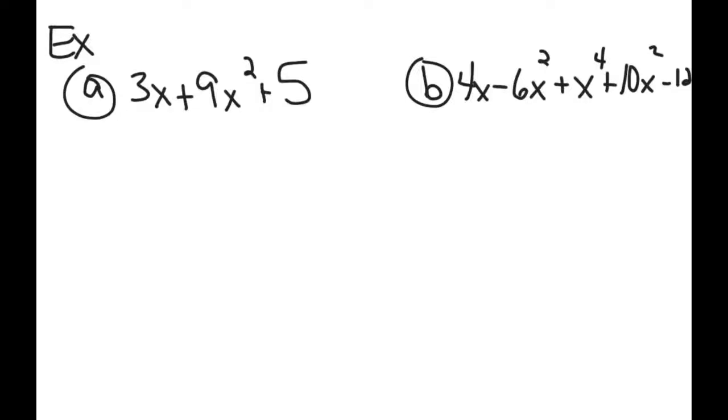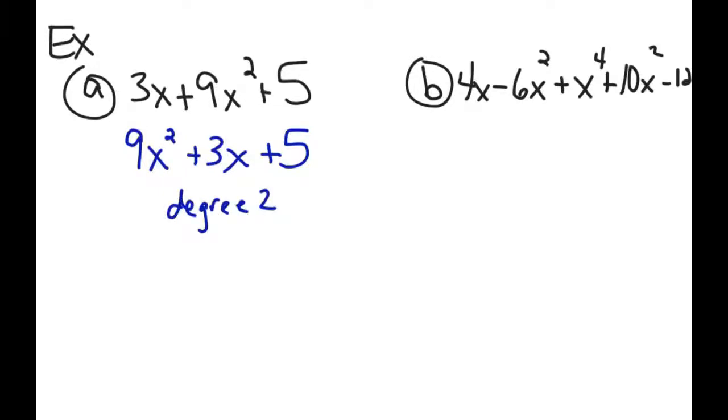So this first one, 3x plus 9x squared plus 5. The term with the biggest exponent is 9x squared. The next term with the biggest exponent of x is 3x, and since it's positive, I'm going to write it as plus 3x. The constant term, the one that doesn't have a variable, is always going to come at the end. So I have a polynomial of degree 2, because 2 is the biggest exponent. It has three terms, and is therefore a trinomial.